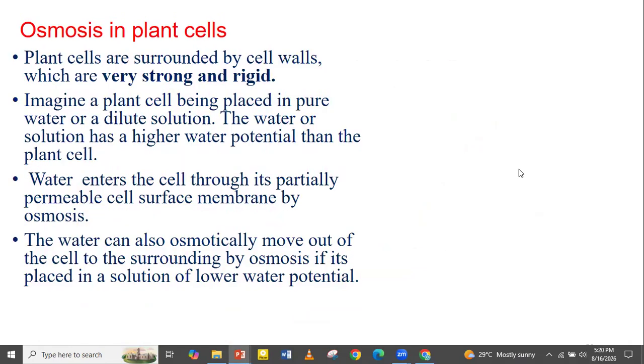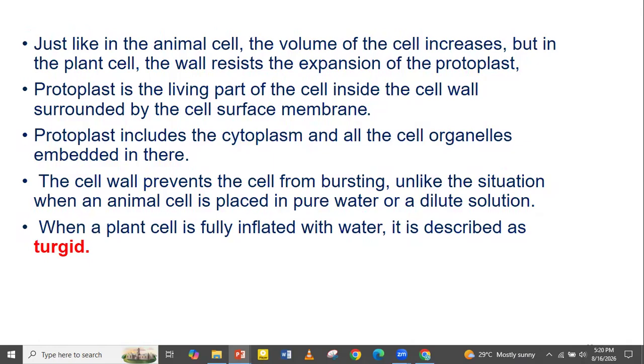We have seen plant cells are surrounded by a very rigid, strong cell wall. So if water enters into the plant cell, usually plant cells never burst. Why? Because of that cell wall. So the cell wall is going to be resistant to expansion, meaning that even if the cell surface membrane tries to extend, it will finally touch the cell wall and the cell wall will prevent it from expanding any further. That is why there is no bursting.